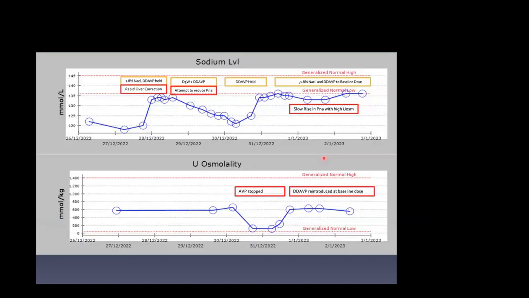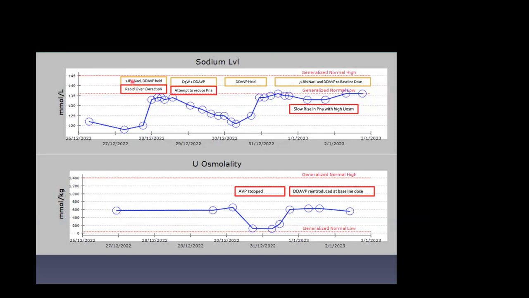Yeah, so this patient obviously was getting a lot of desmopressin, vasopressin, ADH, so he became hyponatremic. And because he was having a lot of ADH, his urine osmolarity was high. When we were called, what we did was, okay, what have we learned? Stop the offending agent. So DDAVP was held and give him hypertonic saline.